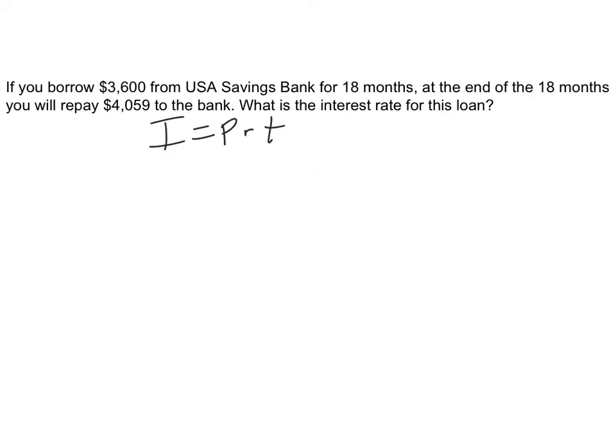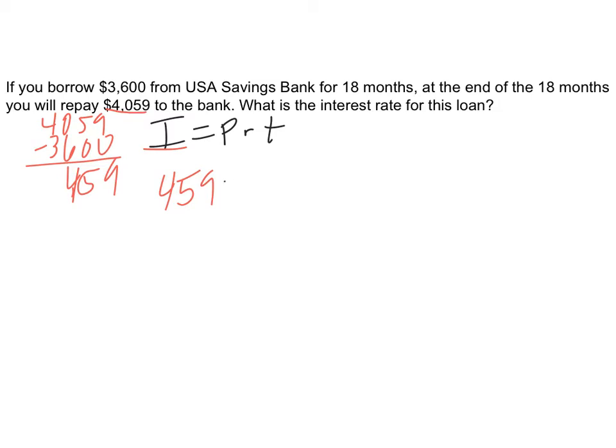Our next problem, we borrow $3,600 from the same bank for 18 months. At the end of the 18 months, we will repay $4,059 to the bank. What is the interest rate for this loan? So for this one, we have a little bit of work to do before we start putting numbers in. So $4,059, that's how much we have to pay back. That's not the interest. Okay, interest is just what we pay on top of what we borrowed. So to find the interest, we take that $4,059 and we subtract what we originally got for it, giving us an interest of $459.